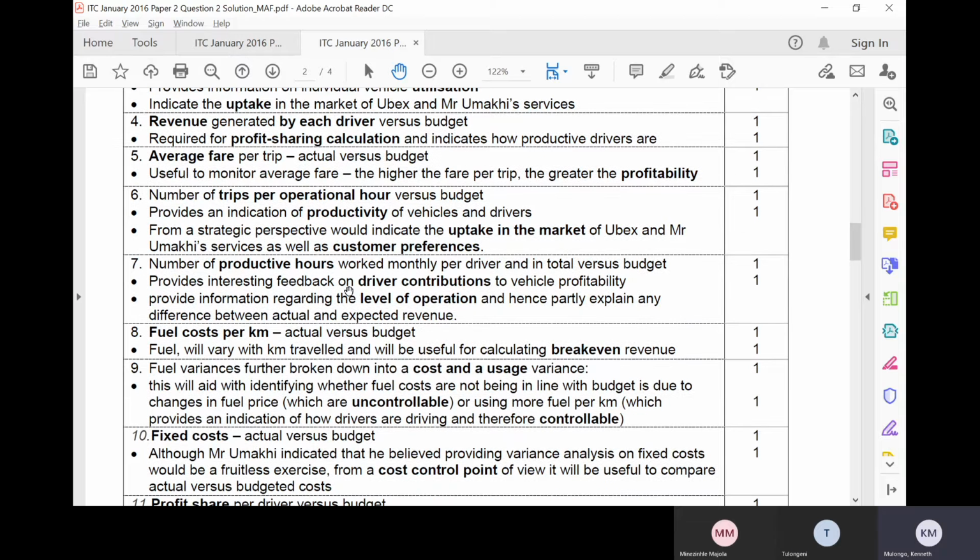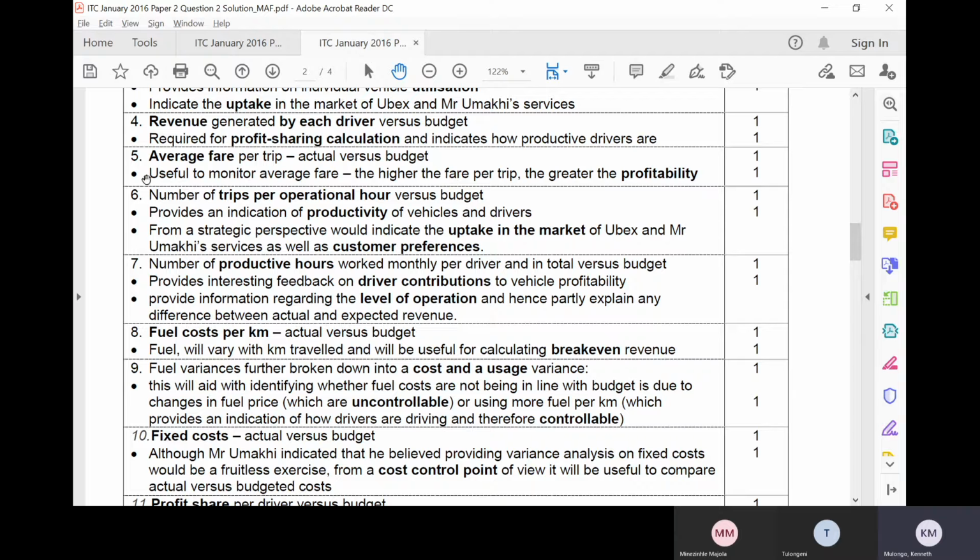Okay, cool. Average fare per trip, actual versus budget. This would be useful to monitor average fare. The higher the fare per trip, the greater the profitability. This is similar to your price variance when you're doing standard costing and looking at the sales side, because you would hope to either increase your pricing year on year and not lose customers, or, if you keep your pricing the same, get more and more customers every time. So in this case it's fare per usage. If you were selling apples, it would be the price of apples, and so on.